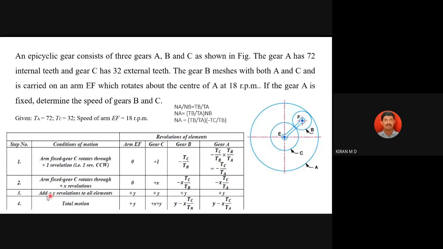The third row is to add plus y revolution for all elements: plus y, plus y, plus y, plus y. So now the total motion is equal to y. This is x plus y. This is y minus x into TC by TB. This is y minus x into TC by TA. Is it clear about this table?